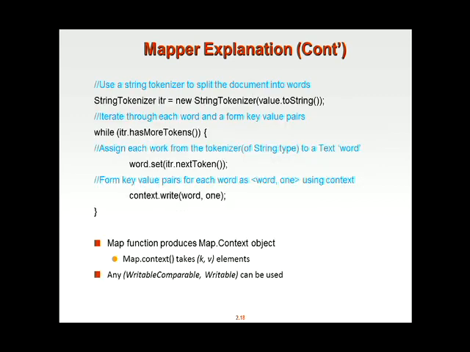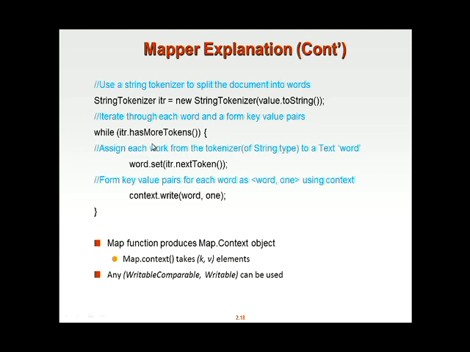So within the map function, first we use a string tokenizer to tokenize the documents, to tokenize the string. It splits the string according to some characters. By default, it is based on the space and tab characters. Now the documents will be split according to the spaces and tabs into terms.